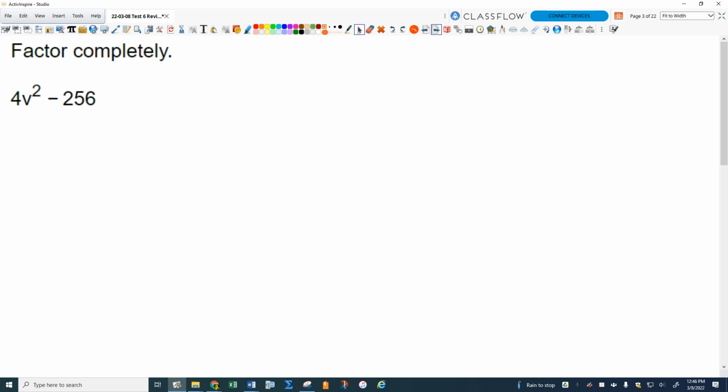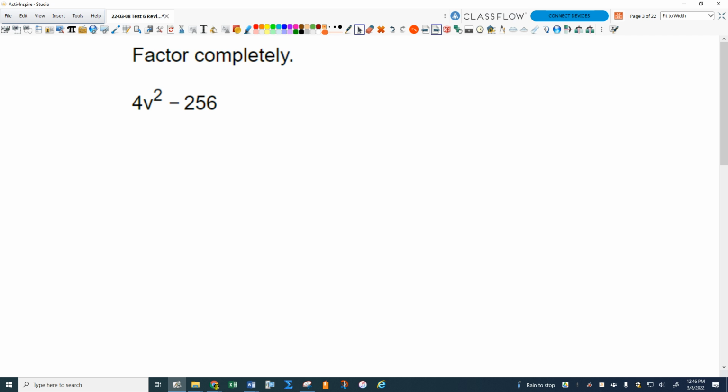Next. Try that. Factor completely. Okay, so real quick, when you see factor completely, what's that mean? That means we want to break it apart into the smallest factors possible, as many small factors as possible. And when I'm all done, I should be able to multiply that string of factors together and get back where I started from.